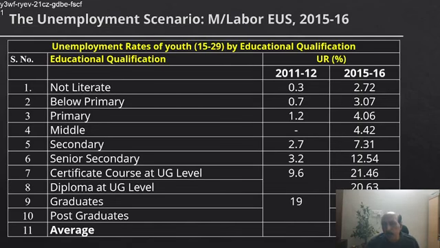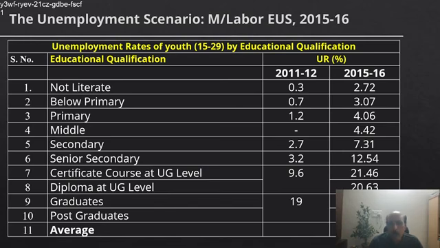And this is the challenge before the policy makers: how to handle the situation of rising unemployment, or rising low quality employment in the economy. We have to handle both the situations. And you see that the data we have presented here is the NSSO data of 11-12 and the Ministry of Labour data of 15-16, where we wanted to establish the relationship between the education we are providing to our youth and the unemployment among them.